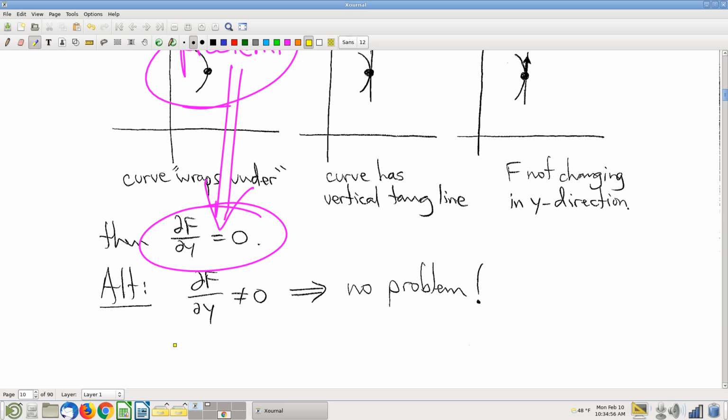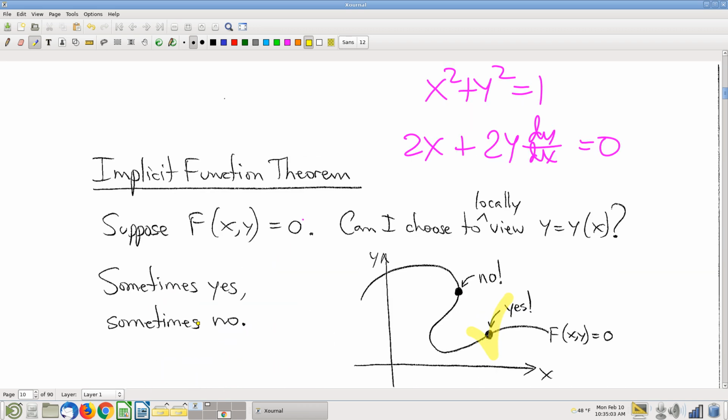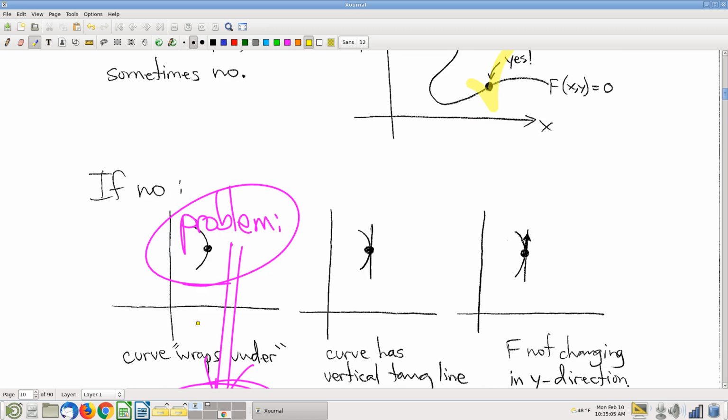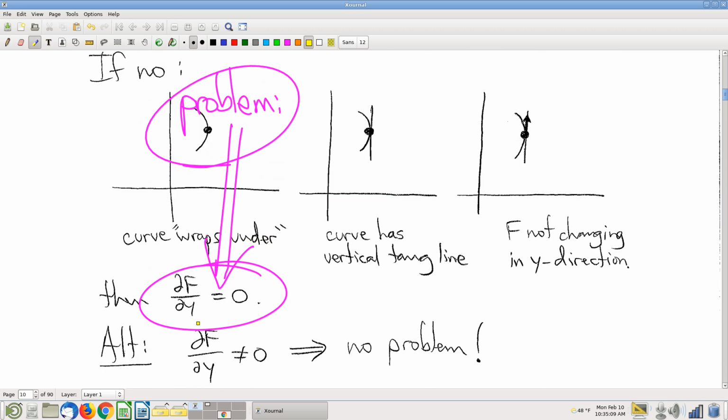Would you have a problem if it was the x partial equal to 0 because it still passes the horizontal line test? It's like a horizontal tangent line. The argument would be analogous here. I mean, I don't want to go through the whole argument because we're short on time. But there would be an analogous argument, and if the x partial were 0, then you would not be able to conclude that there's not a problem.